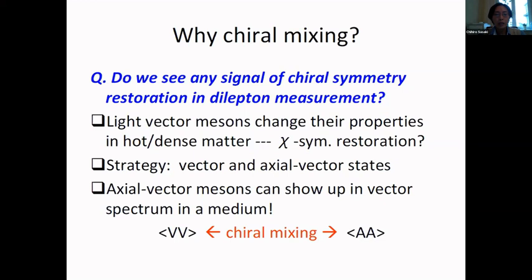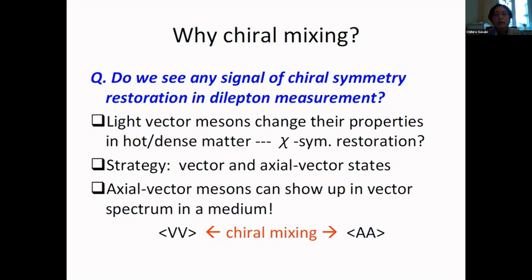Just a one-sentence definition of the chiral mixing. The point is that the axial vector mesons can show up, they appear in the vector spectral function in the presence of a hot and dense medium. This phenomenon is known as chiral mixing.